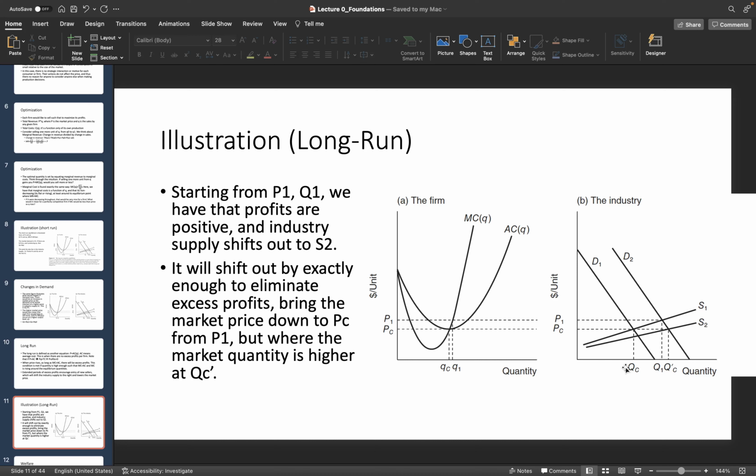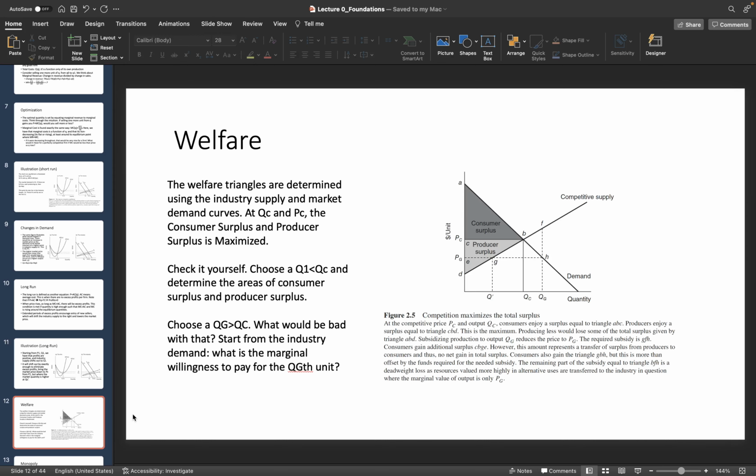Okay, so I'll be finishing this particular video on welfare. This is the standard picture for welfare that I'm sure you have seen. The welfare triangles are determined by using the industry supply and market demand curves. At PC and QC, the consumer surplus and producer surplus are maximized. So check it yourself: when Q1 is less than QC, determine the areas of consumer surplus and producer surplus.